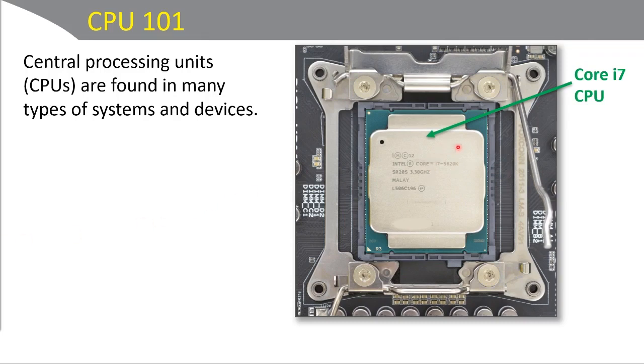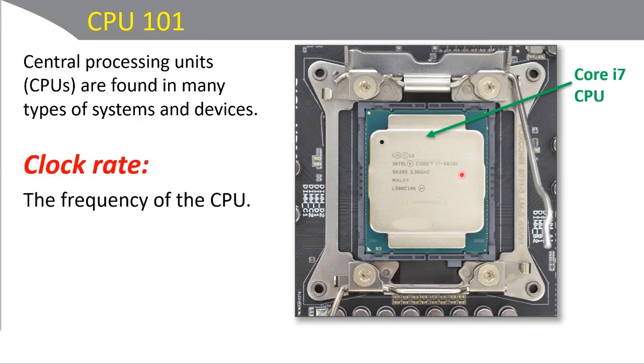Now here we have a typical CPU that's installed to the motherboard of a PC. In fact, this is the exact CPU I'm using on the computer I'm working on right now. This is an Intel Core i7 5820K CPU.